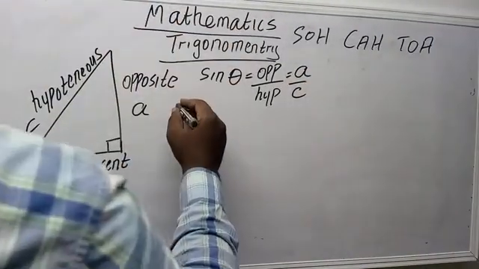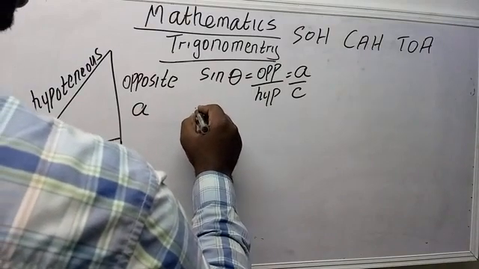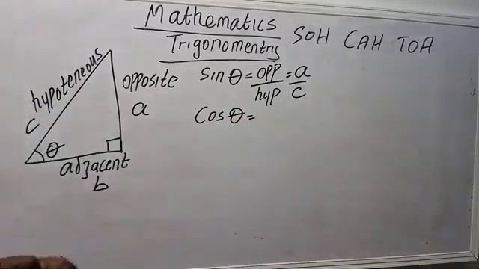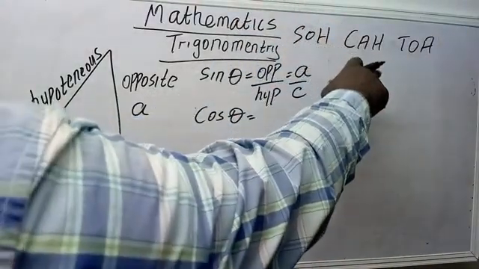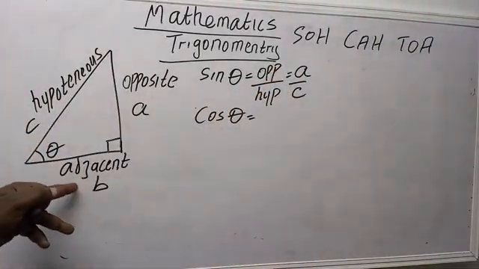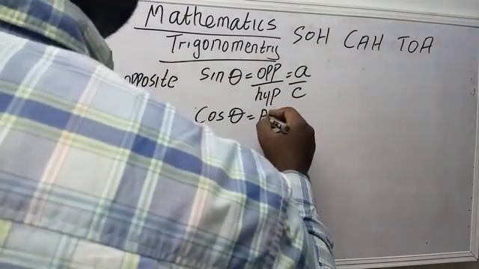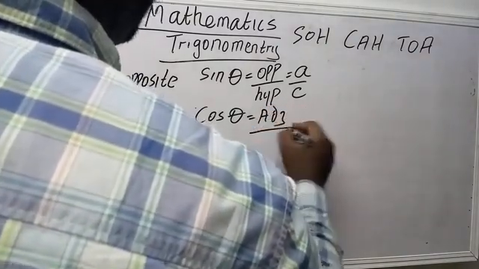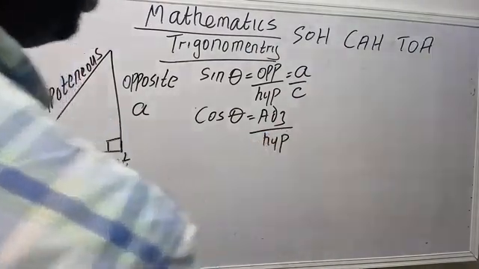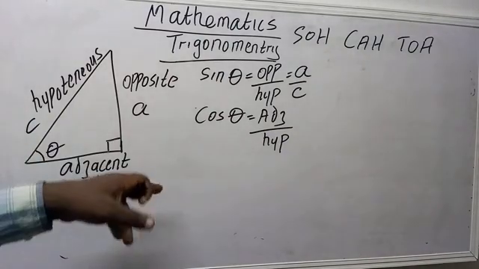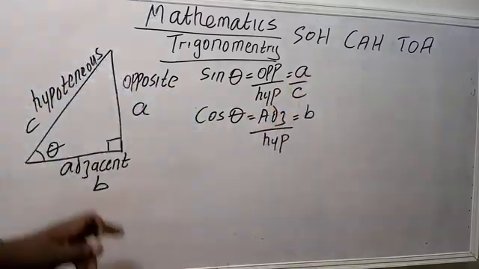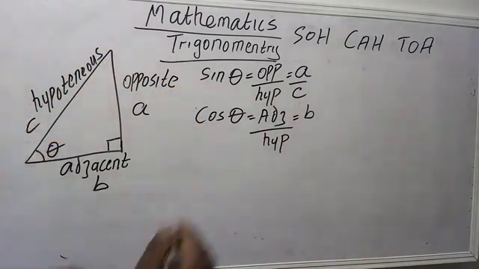The second is cos theta. Cos simply means adjacent over hypotenuse. We have here adjacent over hypotenuse. Our adjacent is B, and our hypotenuse is C.